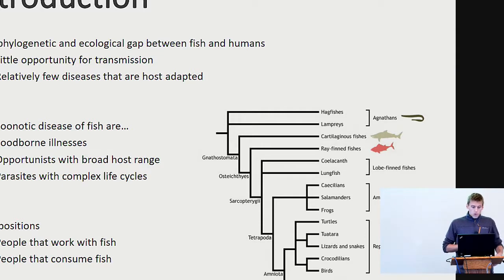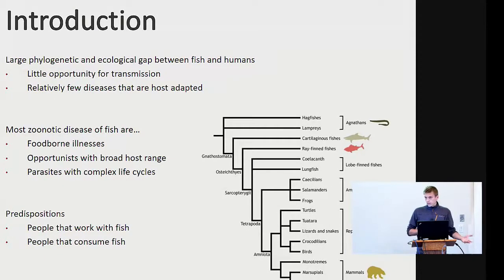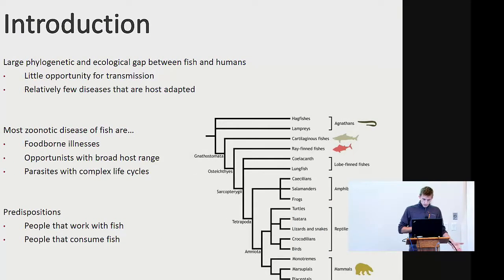As a result, most of the zoonotic diseases you encounter are going to be either foodborne illnesses, opportunistic pathogens with a broad host range, so they're indiscriminate in who they infect, or parasites with complex life cycles, which actually depend on the predator-prey relation between humans and fish. Naturally, people that are more predisposed to infection are those that work with fish a lot, so fishermen or aquarists, and people that consume fish, so the Japanese and people who live in Vancouver.